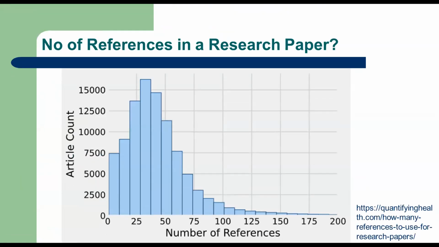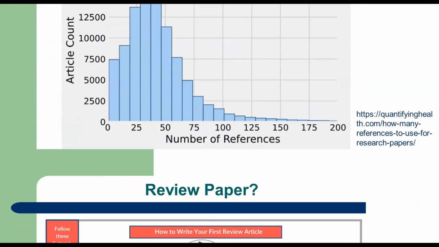One study reported that the number of references in a research paper for different disciplines is ideally about 30 to 50 approximately, and in most papers it may vary from 30 to 40. So ideally the reference range for research papers is between 30 and 50.